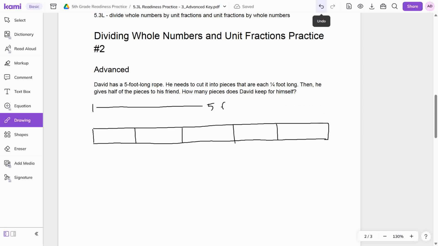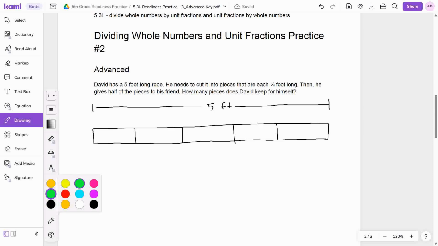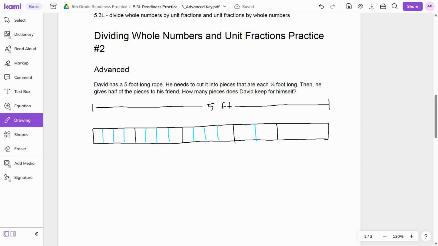1 foot. Now, each of these feet here are going to be cut into 1/4 pieces. So let's do that. So that's going to be pretty simple. I'm just going to cut it in half and cut each half in half. I get a half and then quarters, half and then quarters. Now, I need to count how many pieces I've got. I've got 4, 8, 12, 16, 20.